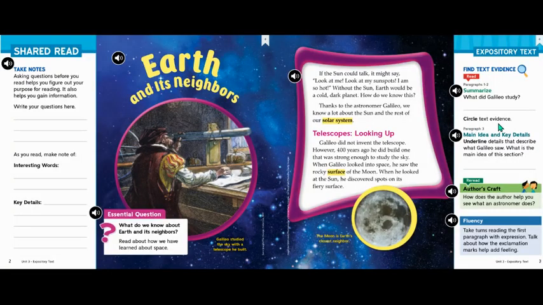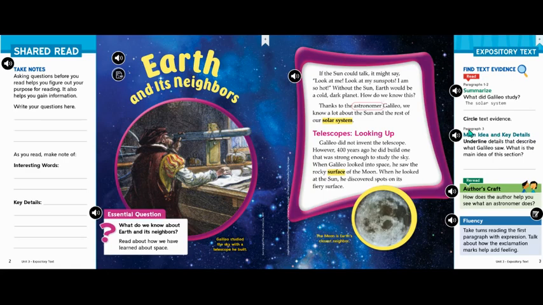Now it wants us to circle our text evidence. So let's circle this word astronomer. I know that an astronomer is a person who studies astronomy, which is the study of outer space.